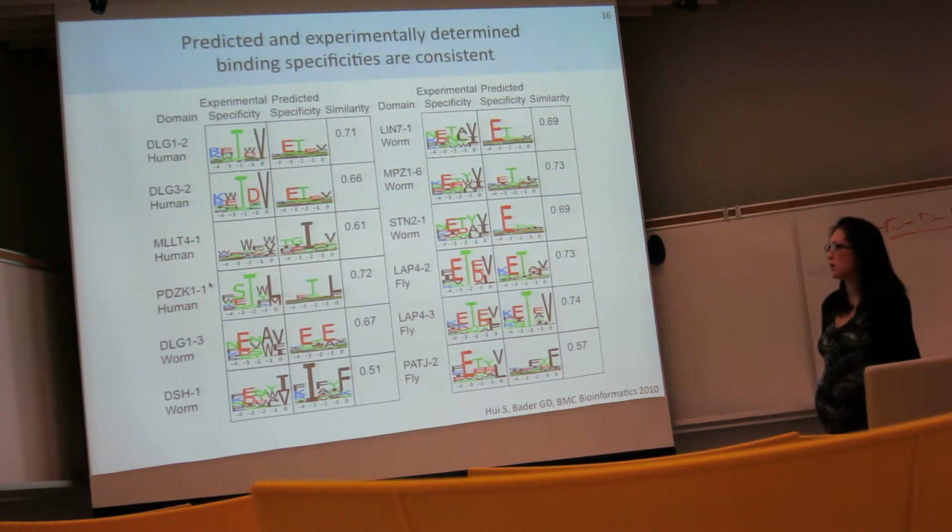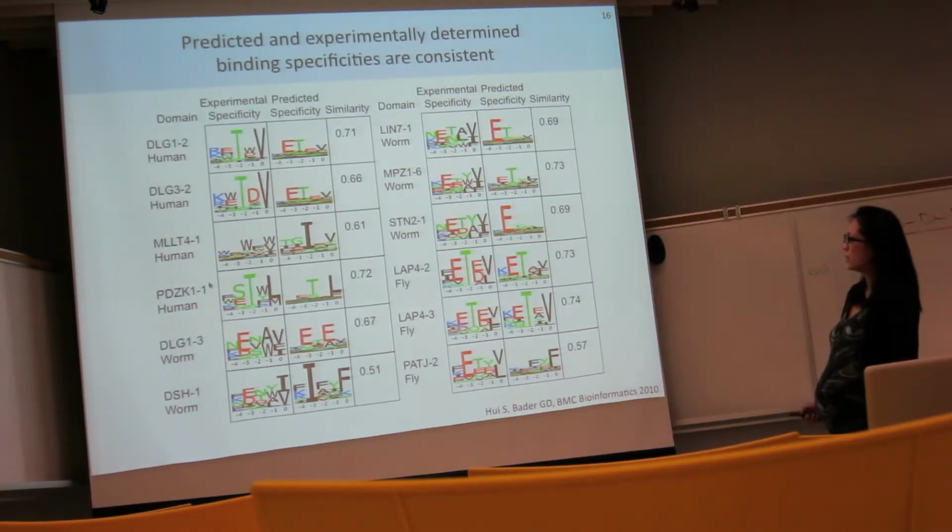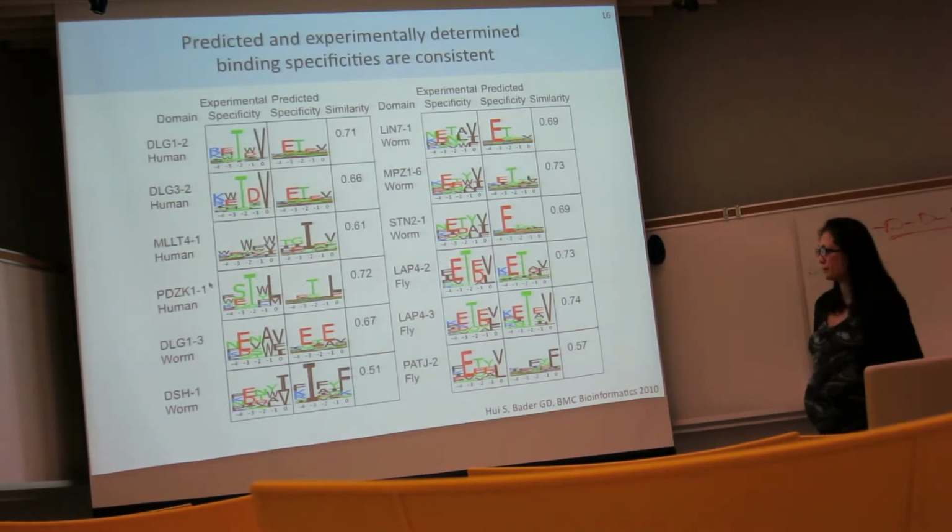And because validation data is limited, we also compared the predicted binding specificities, which I visualize as sequence logos here, versus the experimental binding specificity obtained with phage display experiments, and the average similarity was approximately 67%.